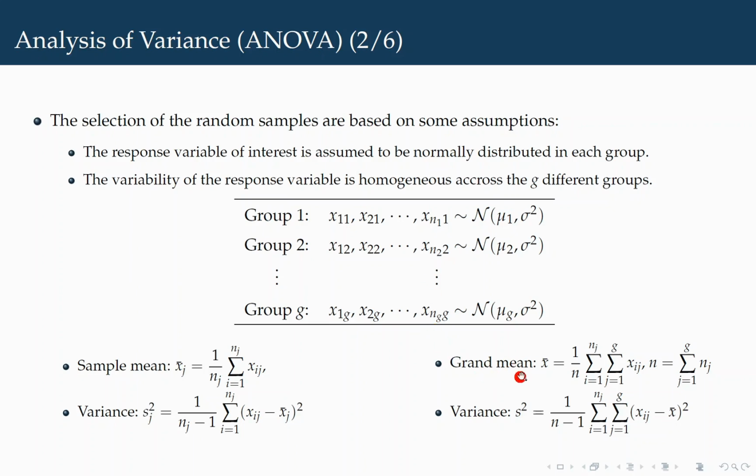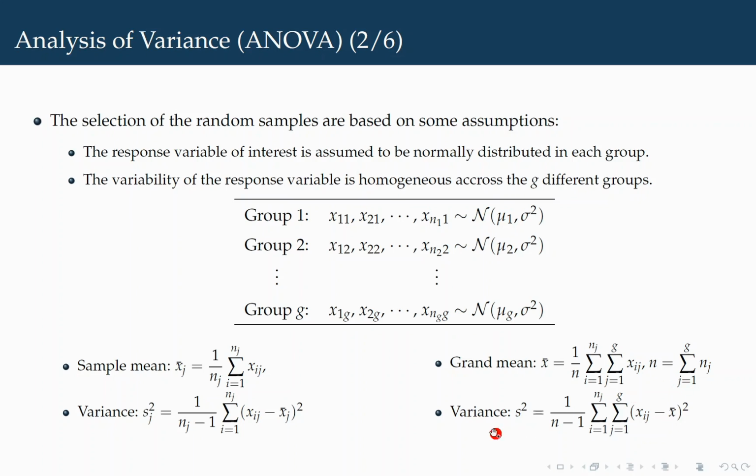So the grand mean or overall mean of all the groups is nothing but the sum of all these values divided by the total number of observations, where the total number of observations is actually the sum of the number of observations of each group.